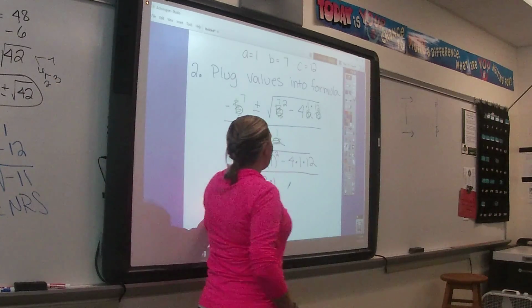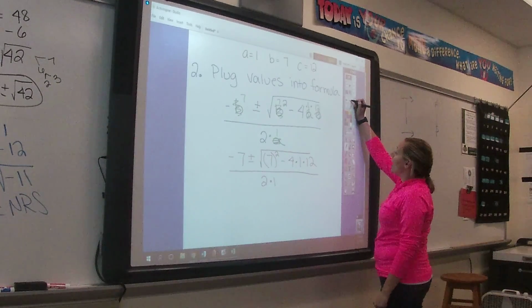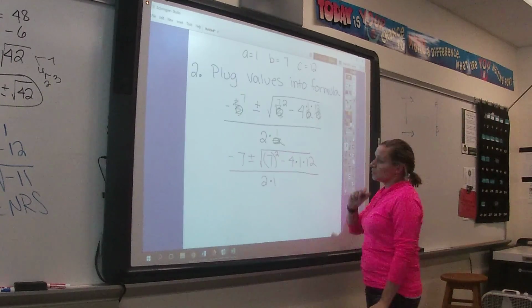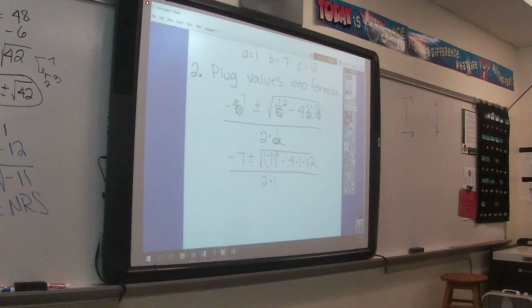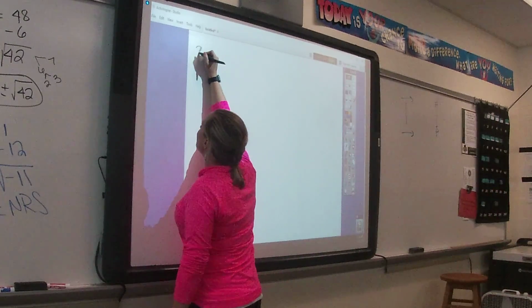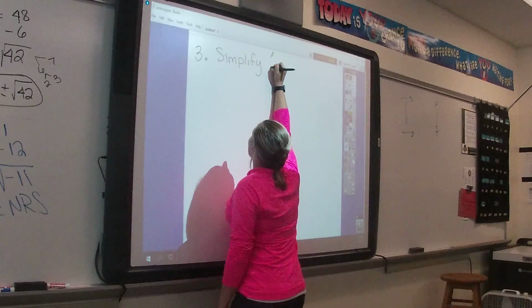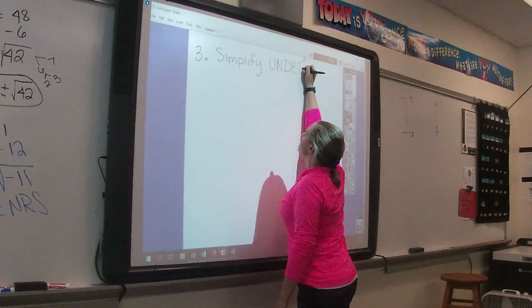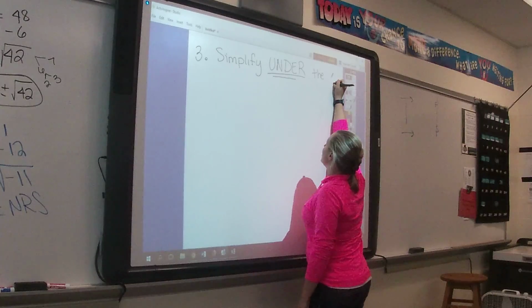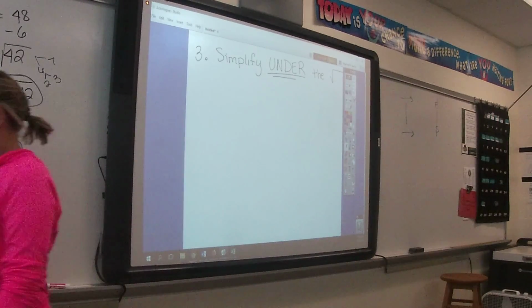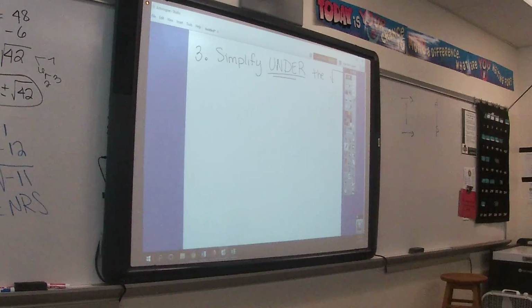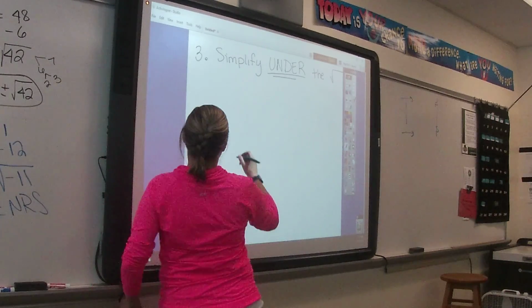Once you get this, your next step is going to be to simplify under, this is a big piece, under the square root. So I have to rewrite because I turned the page, but you don't.